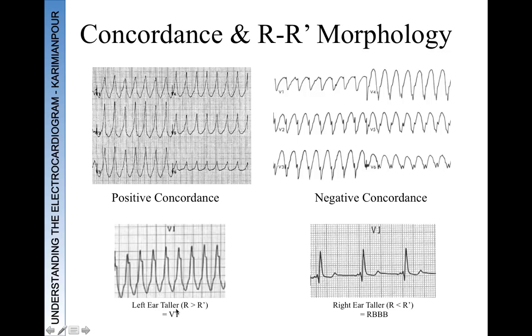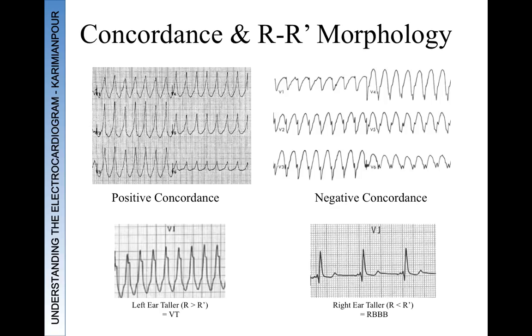In the left ear, the R prime is larger than the R. This should make you think ventricular tachycardia. However, in a right bundle branch block, the R prime is larger than the first R, as shown here. The R on the right side is larger, and that's a right bundle. So these are some clues to help you differentiate VT versus SVT with a left bundle.